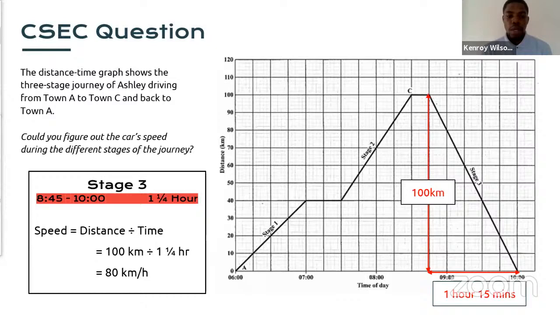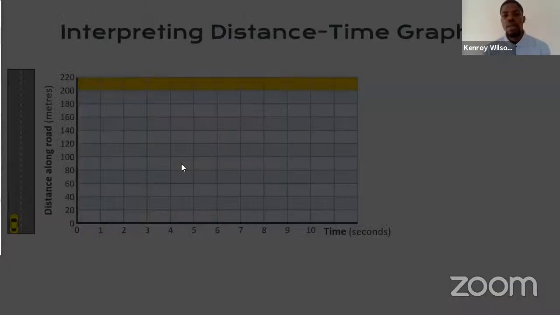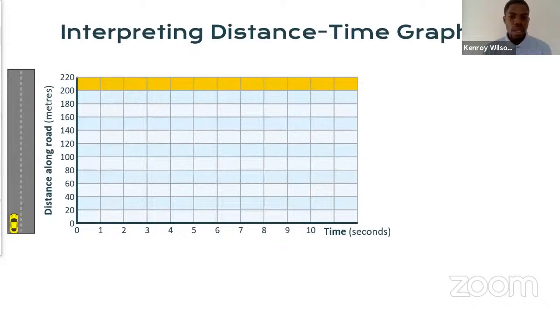Now, for this next scenario that is coming up, we have a distance time graph. And we want you to really and truly interpret what is going on. So we have a car that is traveling from one point to the other. And then there are some questions that are being asked based on the journey that the car took. All right, so here we have the car. Here we have our graph, nice and set up.